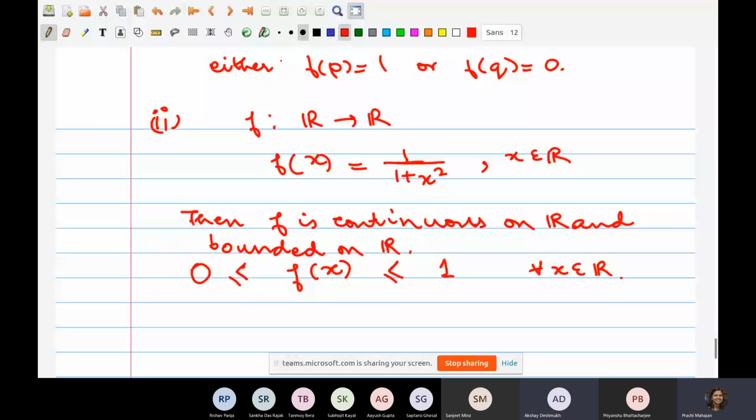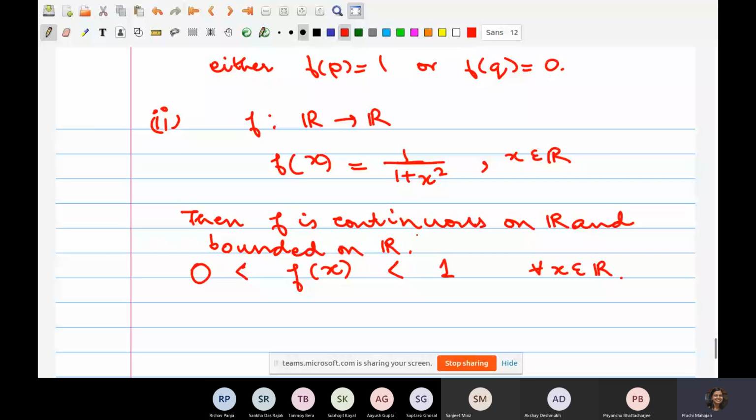Is that correct? F is bounded, isn't it? Is that correct? Everybody with me up till this point? Yes, ma'am. But so here let's look at this example.